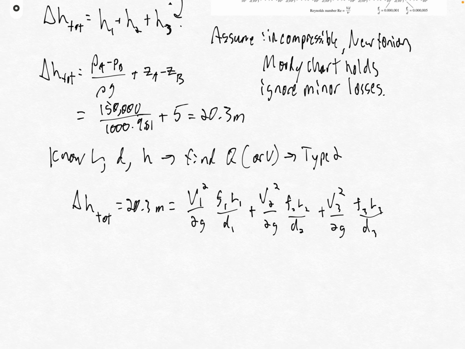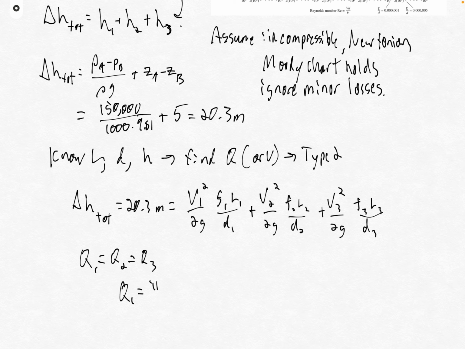On its own, this isn't really enough for us to get started. We have to also use the other relationship that Q1 is equal to Q2 is equal to Q3. So we can put all of this in terms of at least just a single velocity. What we're going to do here is follow your textbook and relate V2 and V3 back to V1. So let's start with Q1.